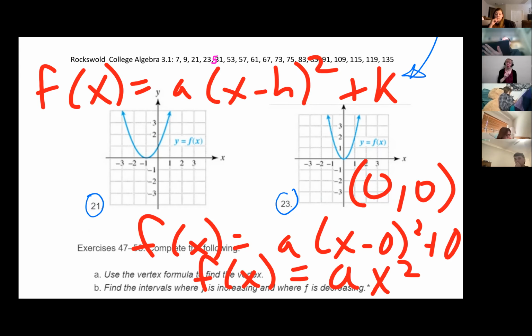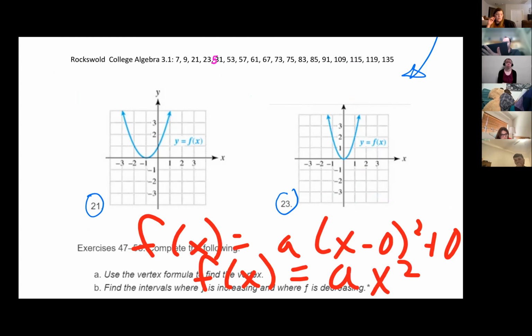I still have that a there I have to figure out. And so now this one is a little bit maybe more complicated to find your a. When I go 1 over, it looks like it's going 2 spaces up. And referring back to this thing, when I go 1 spot over, I'm expecting 1 up. So if you had to put a factor in front of this thing, what number do you think that would be? 2.